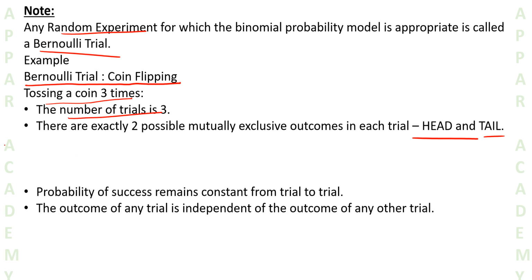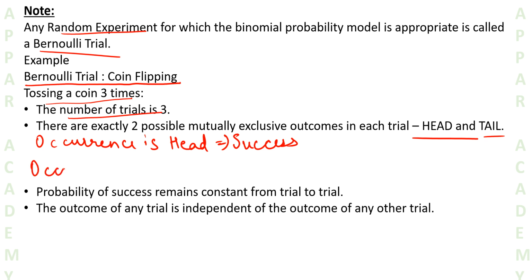And let's suppose the occurrence of head is basically our success, and occurrence of tail is basically the failure, right? So probability of success remains constant from trial to trial.